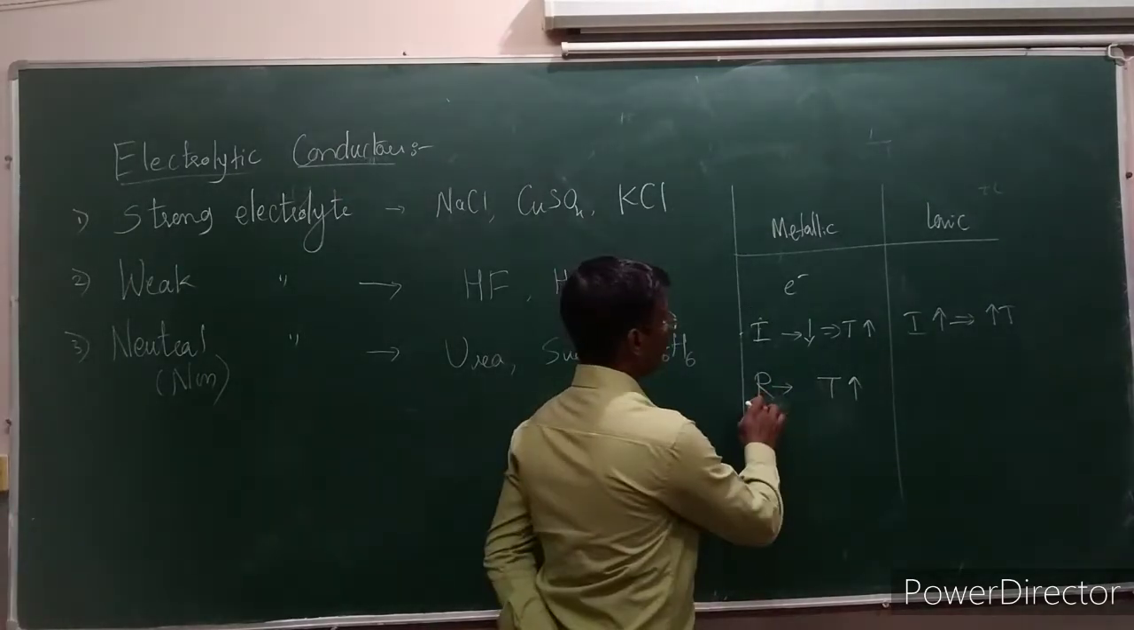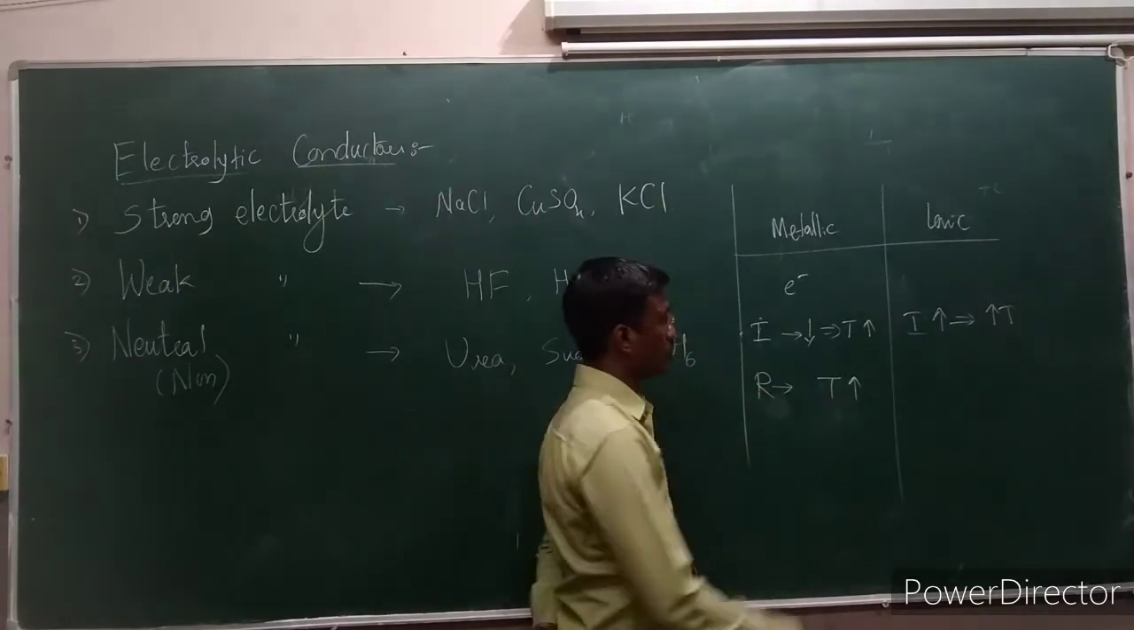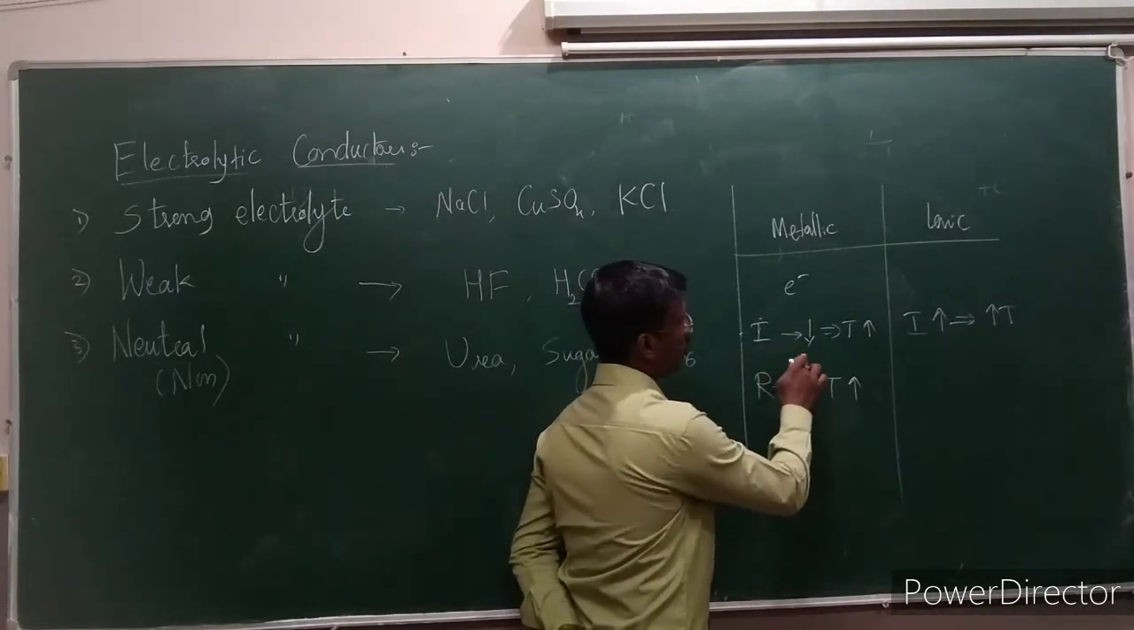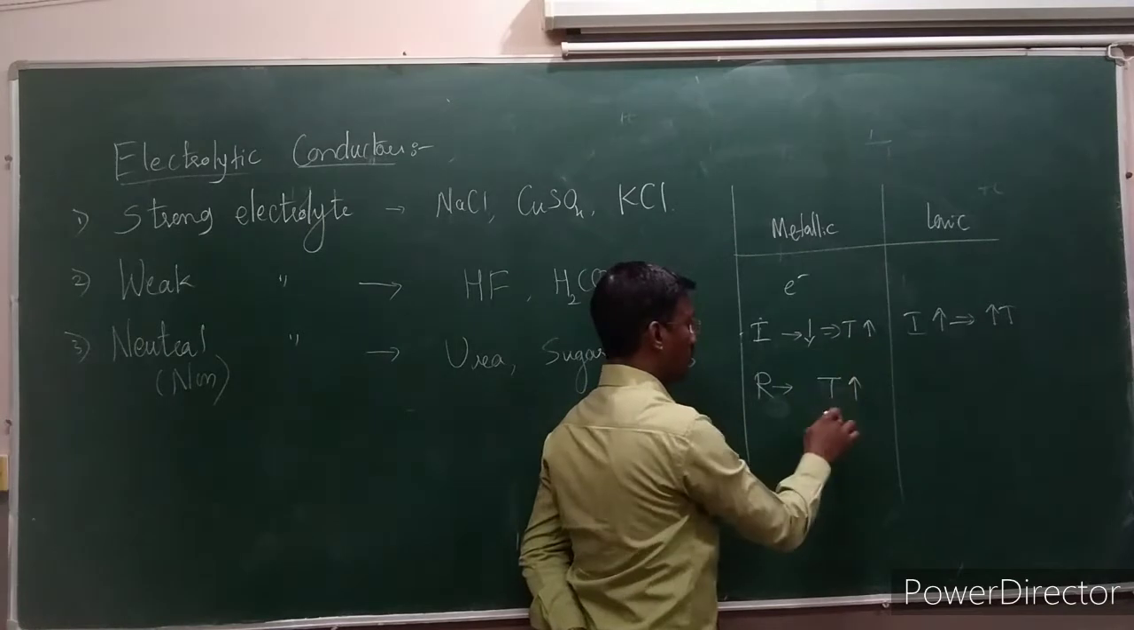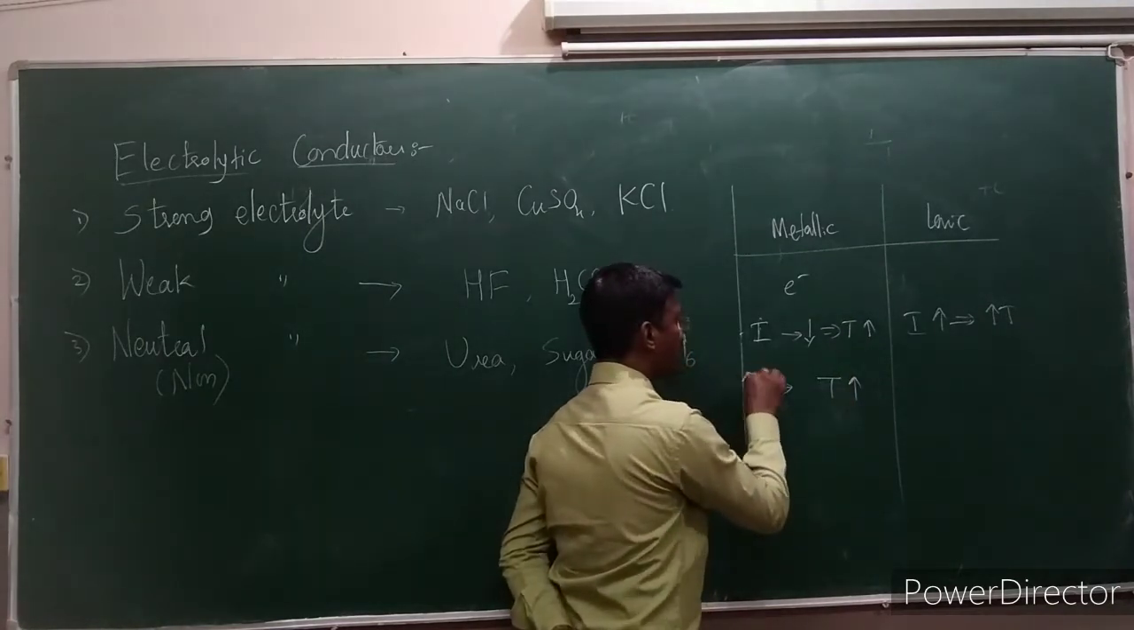How? If the current reduces, it is due to the resistance. So here current is reduced by increasing the temperature. For that reason, as the temperature increases, the resistance also increases.